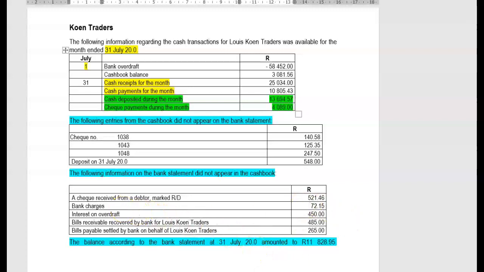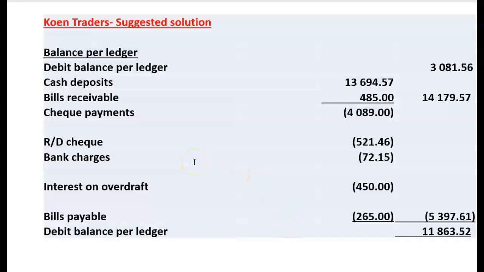Bank charges, it's an actual charge. We only know what that charge is once we receive the bank statement, so now we can actually record the bank charges.